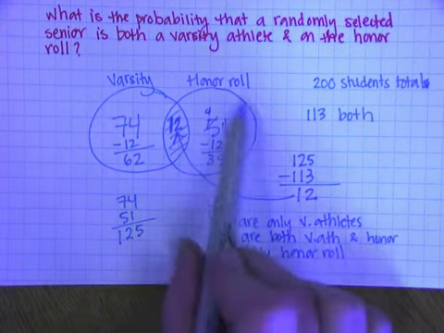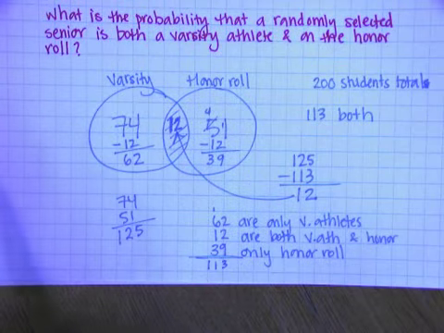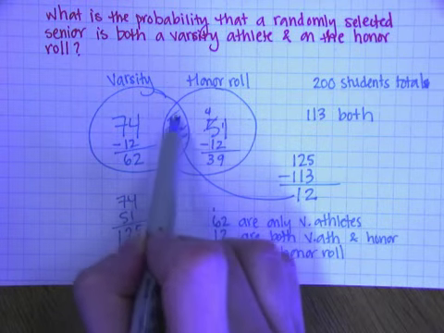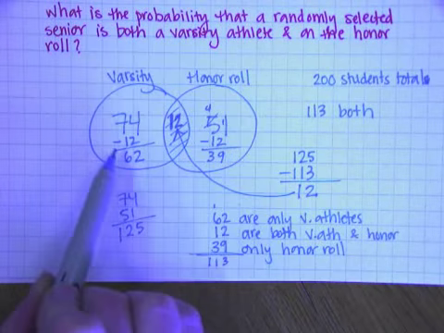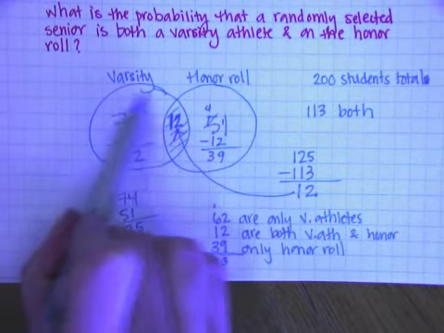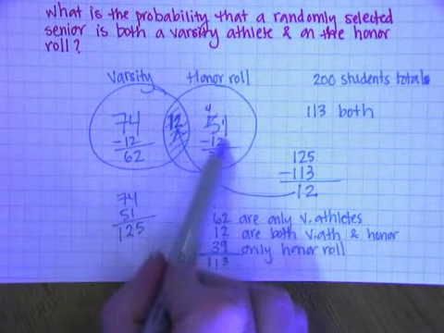Okay. So Venn diagrams sometimes can help you sort this out also. Remember that if it's in the middle of the two circles, it counts for the varsity and it counts for the honor roll. So if you know what that number is, it can't be counted in just the varsity or just the honor roll.